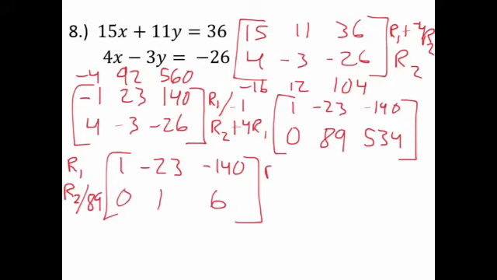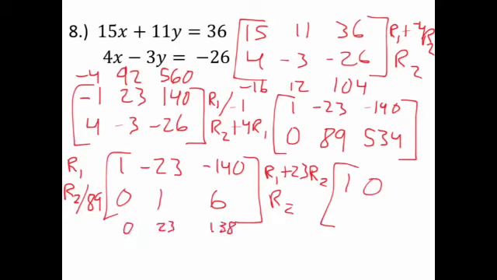Yay! And now I can do row 1 plus 23 times row 2, and that'll get this to be a 0, which is the goal. And we'll leave row 2 the way it is. And so it's going to give me 1, 0, and 6 times 23 is 138, so I need to do 140 plus 138, hmm, just gives me -2. And my second row is the way it was.